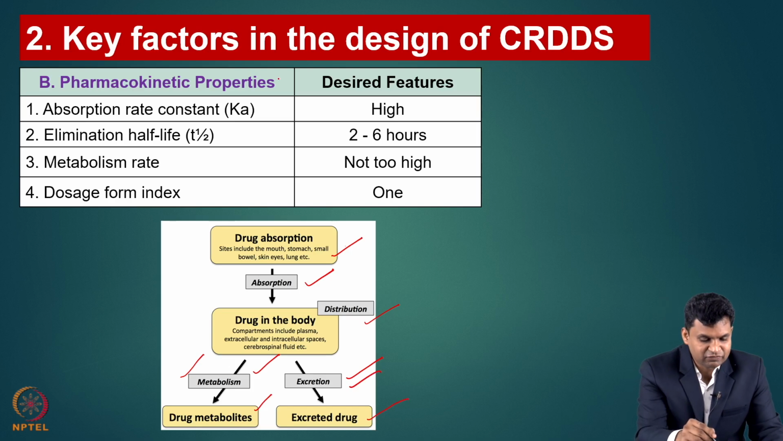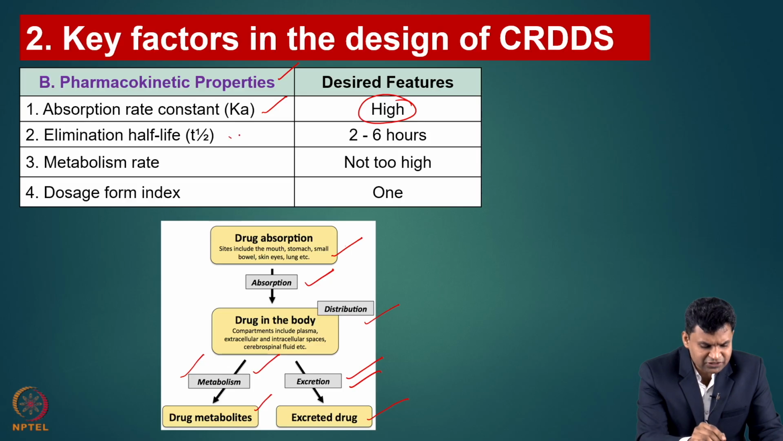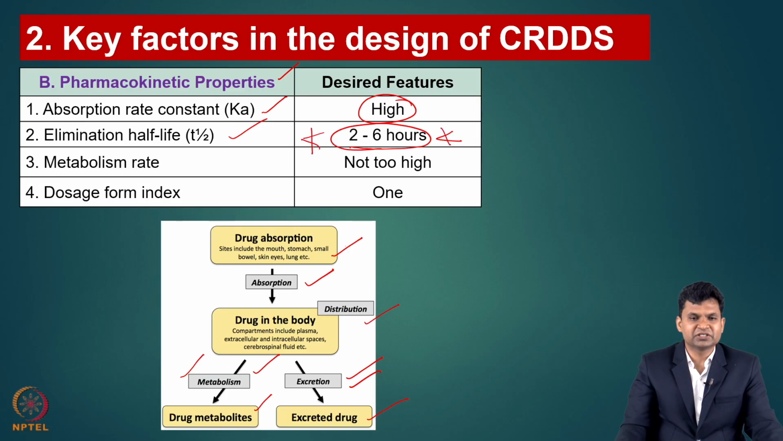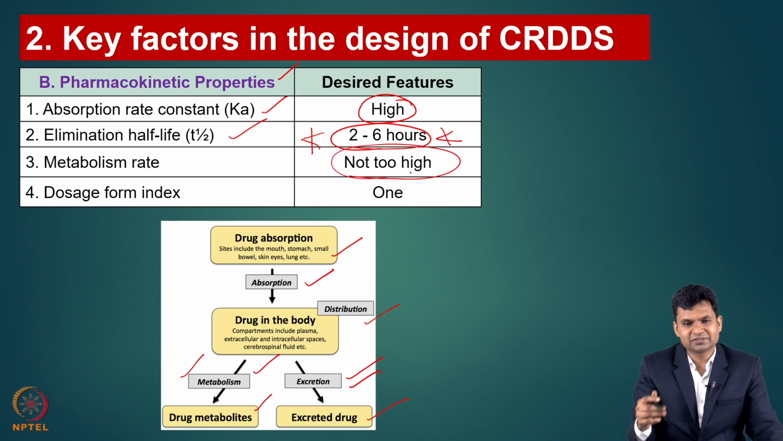In the case of pharmacokinetic parameters, we need to consider the absorption rate constant, which is very important. Your absorption rate constant should be very high for a controlled release drug delivery system. And the elimination half-life should be 2 to 6 hours. It should not be less than and should not be more than the optimal elimination half-life. And the metabolism rate should not be too high, otherwise your drug will not survive in the blood and will metabolize immediately, so that should be controlled.